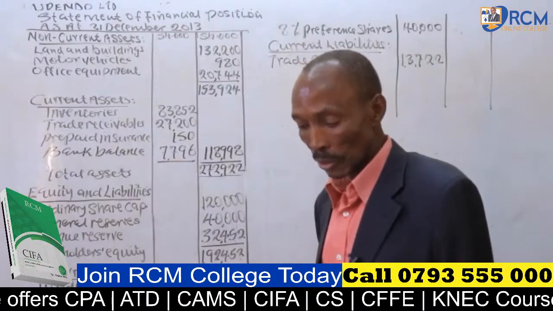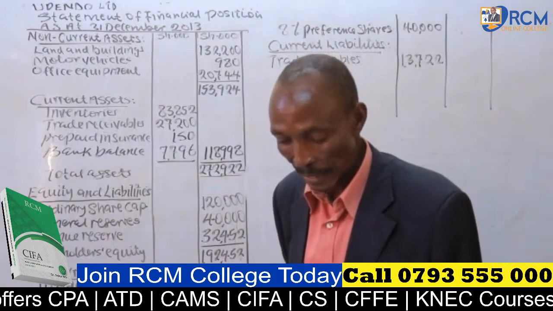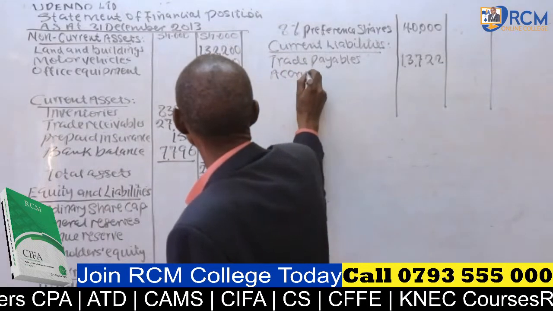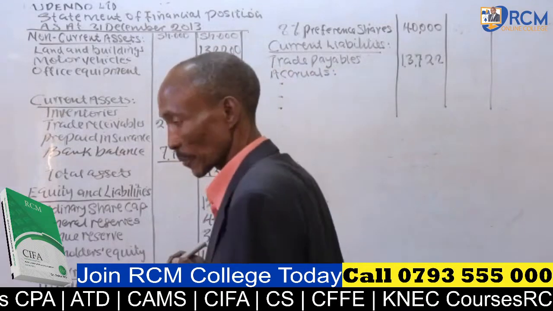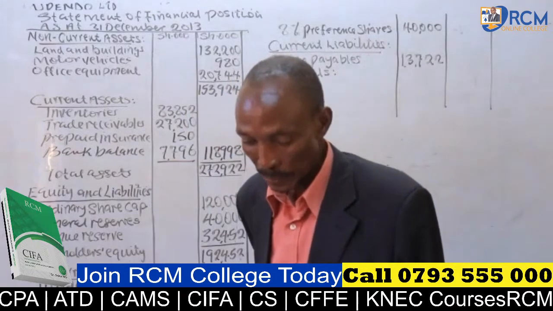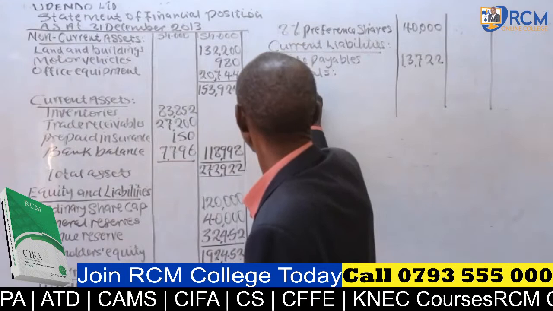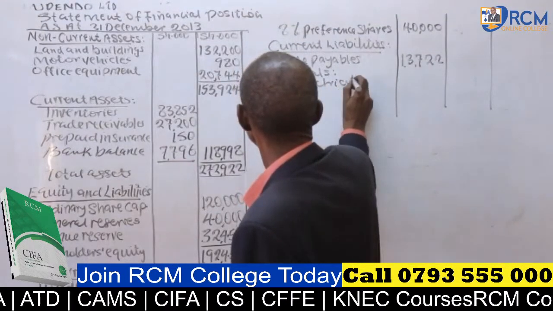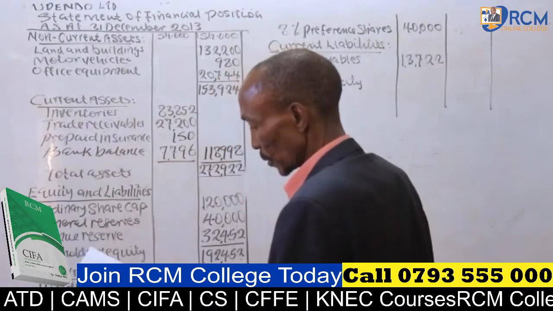We have a whole lot of other liabilities here, which are accruals. So here we say accruals or accrued expenses. Then you list those accruals. One of the accruals has got to do with electricity. Accruals, electricity. Amount of electricity accrued is 548.